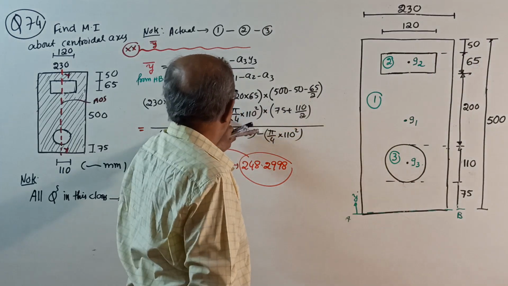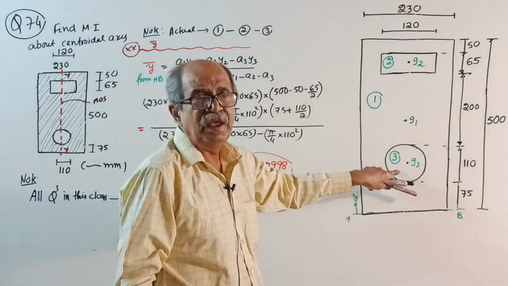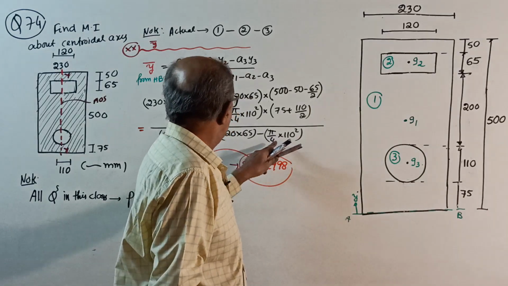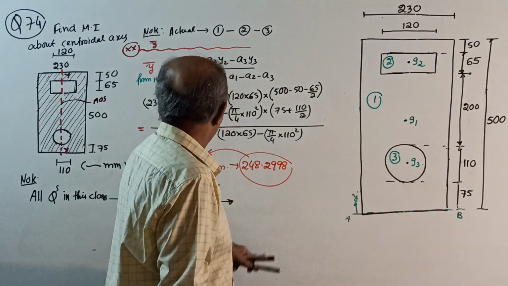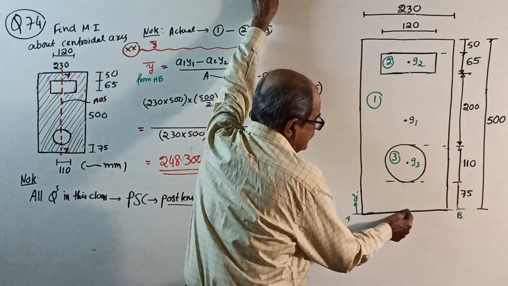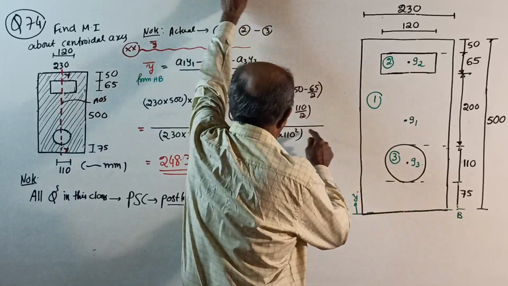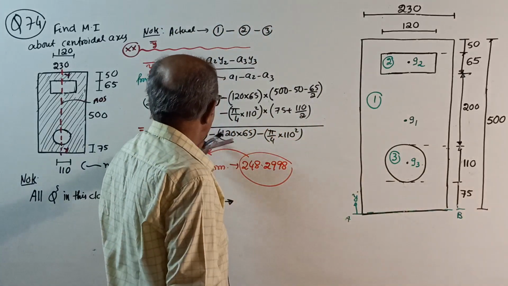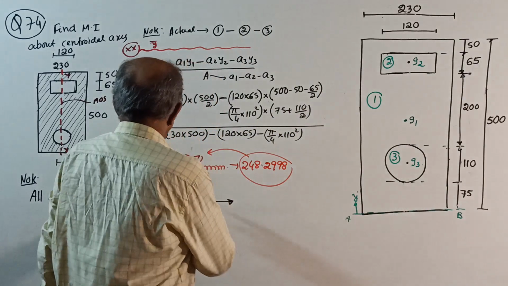Minus this area, pi by 4 of 110 square, the diameter squared, into its centroid from base, which is 75 plus half of 110. Divide by A1 minus A2 minus A3, and your y bar will come.